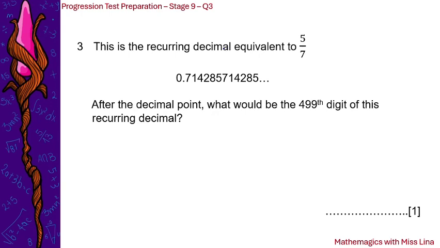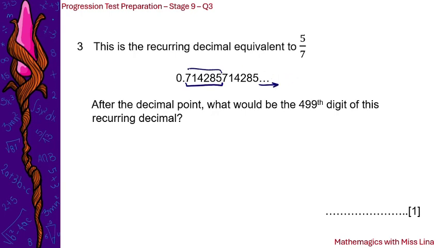Today we are going to check the progression test style question of stage 9. This is question 3. It says, this is the recurring decimal equivalent to 5/7. And we are given a decimal that, as you can see, these decimal digits are going to repeat. These 3 dots mean that they are going to repeat forever.